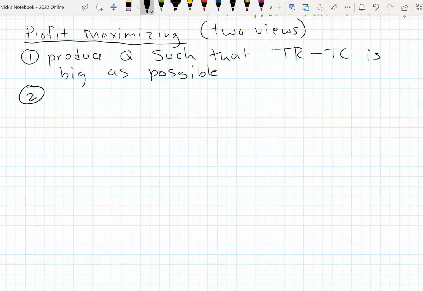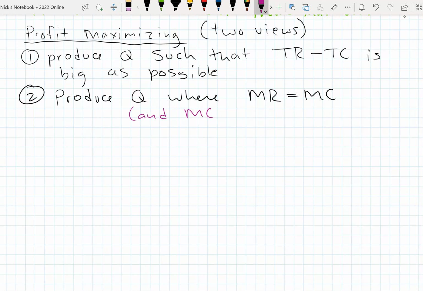But then we showed at the end that a more common way to do it, at least for this, is we produce a quantity where marginal revenue is equal to marginal cost. And we added a caveat to this: marginal cost is increasing. That'll be obvious in a second.